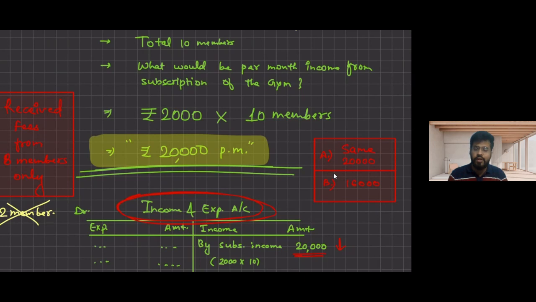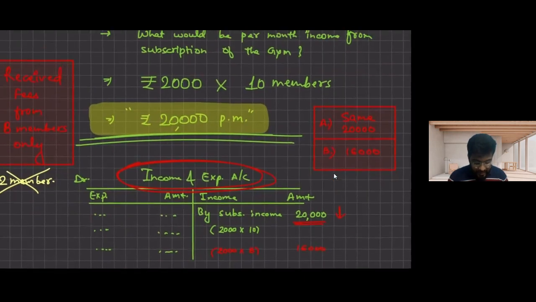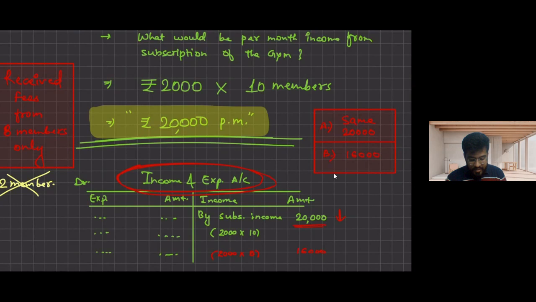It is very, very possible. It will be received in the next month. So from the accrual concept, that whatever income is being accrued, it is correct to say option number A is correct. That is, the income of that gym would be rupees 20,000 only.